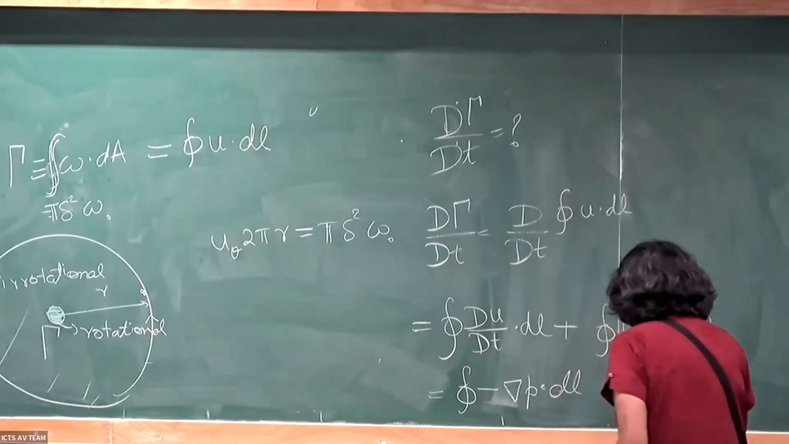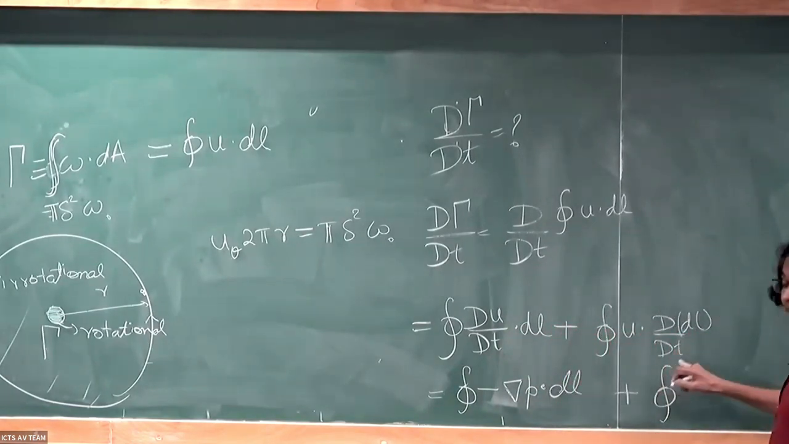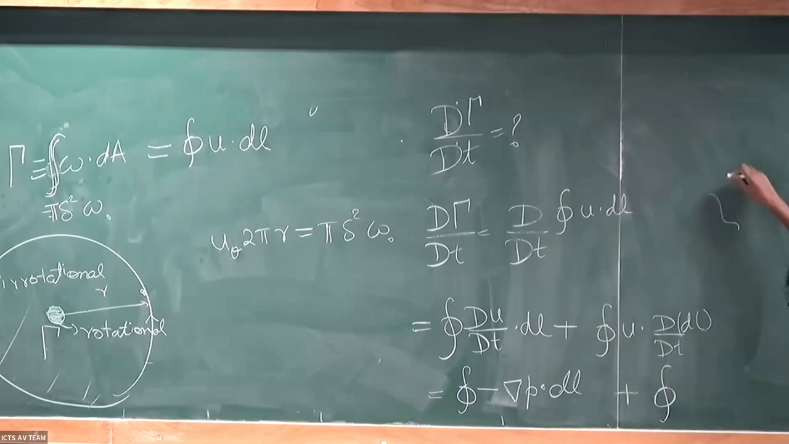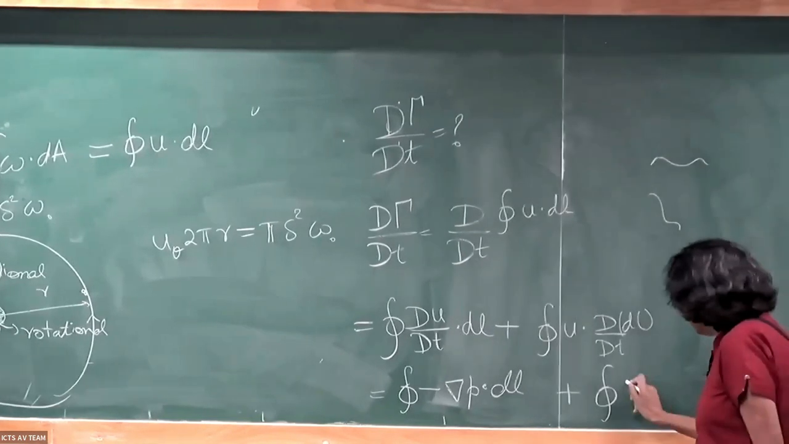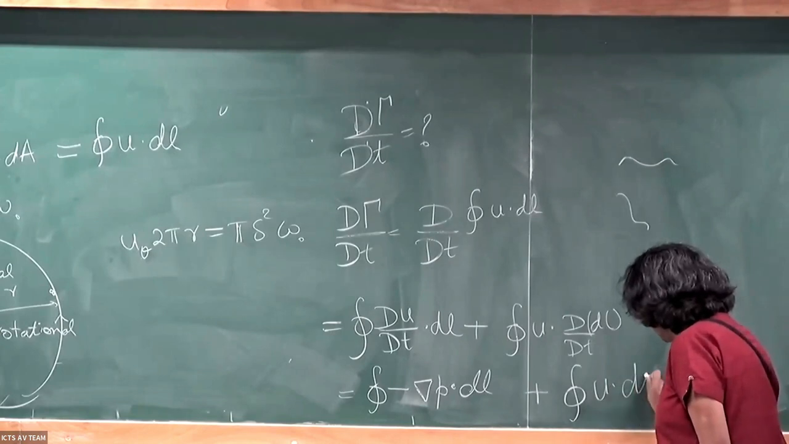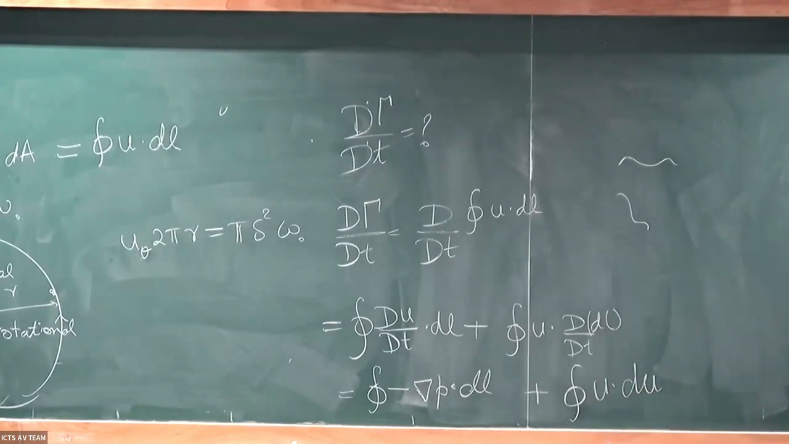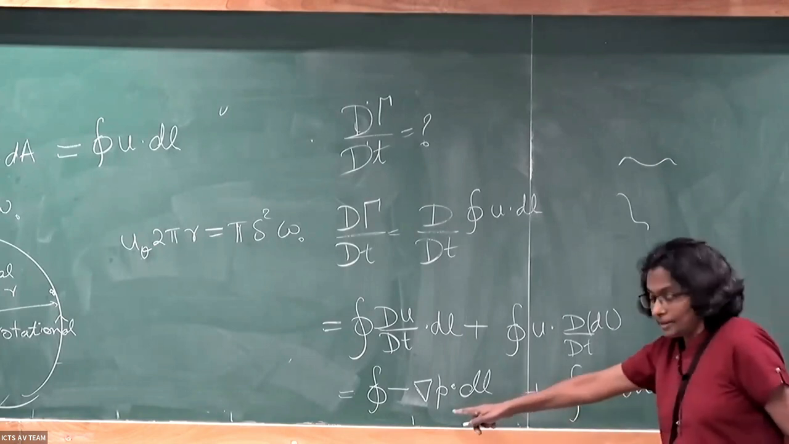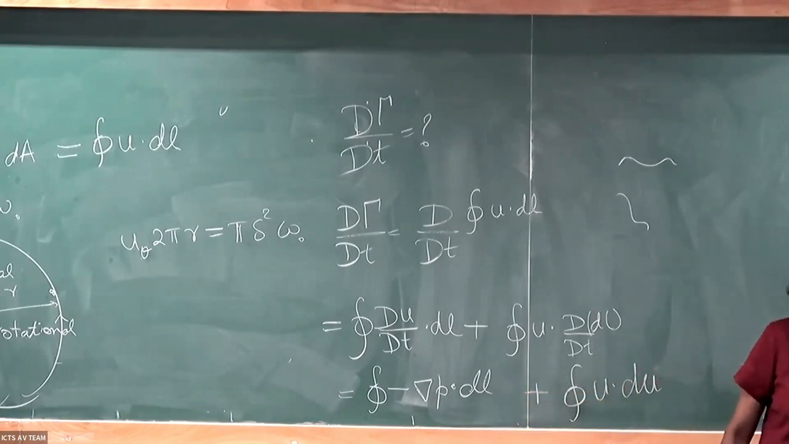plus d by dt of dl is du, right? I've taken an L, a distance, and I'm looking at it after some time. And if I expand it out like we did the other day, t plus delta t minus t, and so on, you can show that this is du. Okay, so how much is the first term? It's grad p dot dl.